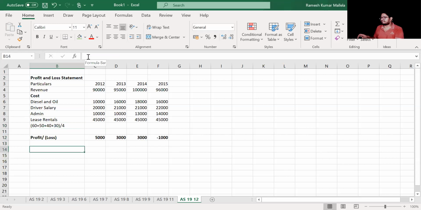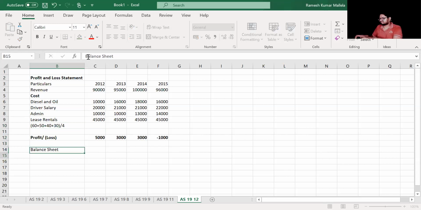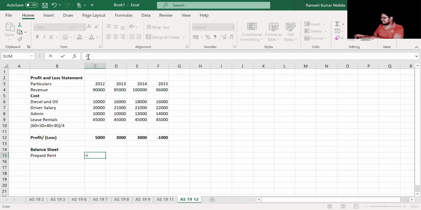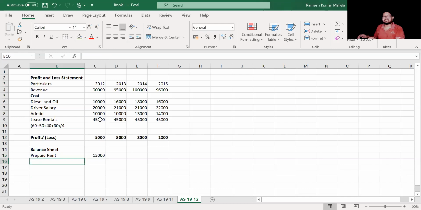Now, how would it impact my balance sheet? In the balance sheet, the impact would be like this. You will have something called as prepaid rent. How much would be the prepaid rent? You actually paid 60,000, okay, of which you have recognized only 45,000 of expense. That means 15,000 would be the prepaid rent. First year closing balance of prepaid rent.